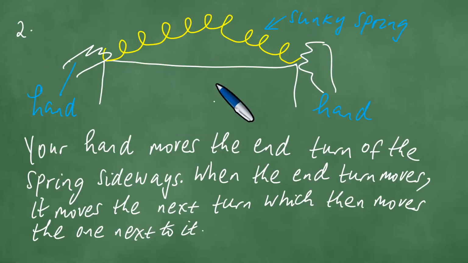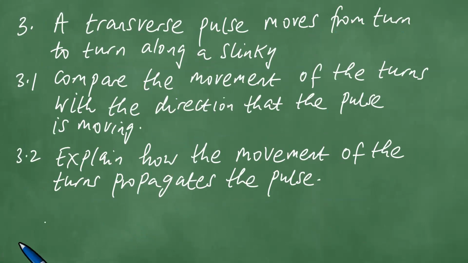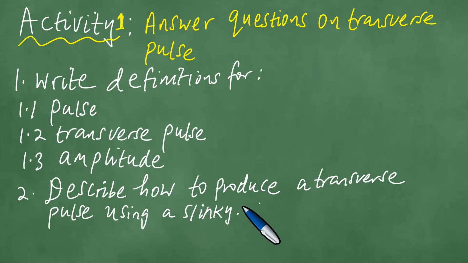So this sideways movement moves from turn to turn until there is movement to the other end of the spring. So in other words, the movement begins from one end to the next. And that describes how to produce a transverse pulse using a slinky.